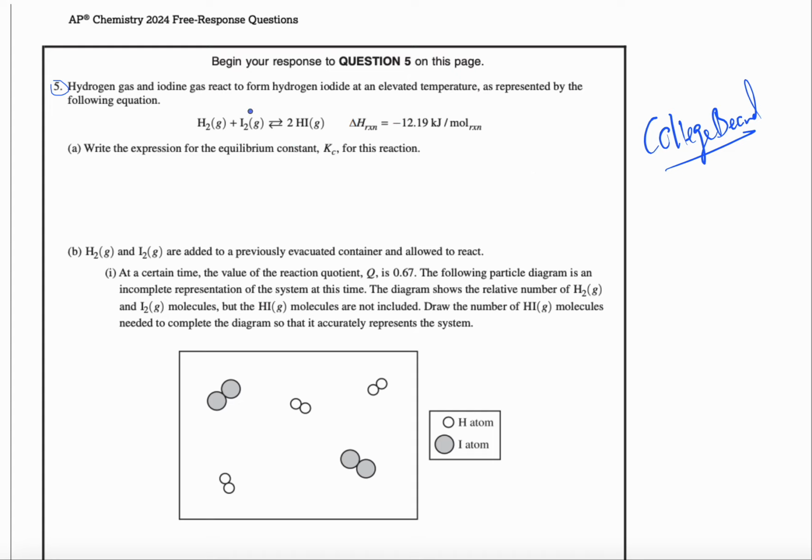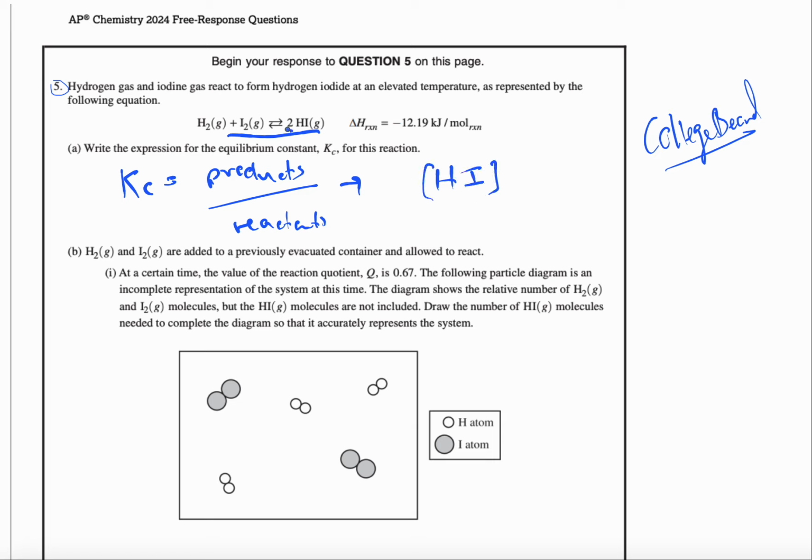So let's start with part A. Write the equilibrium constant Kc for this reaction. So for equilibrium constants, we always have products over reactants, right? And with that in mind, we see that we have this equation here. So we're going to have products, which is HI.